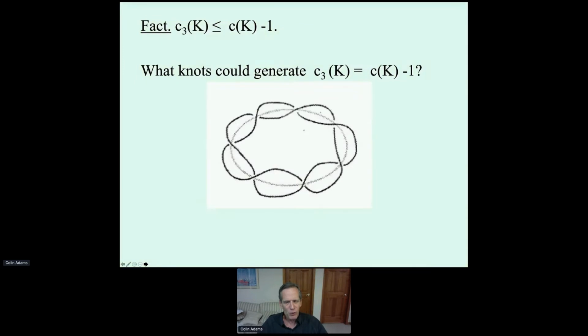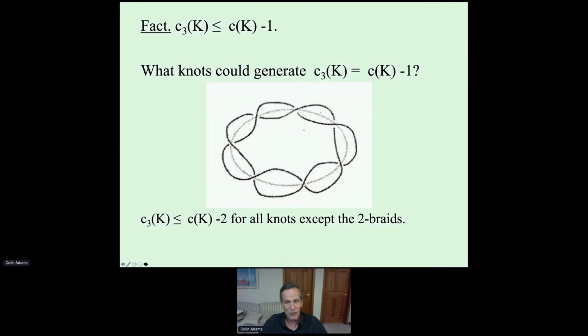In fact, you can prove that every diagram of a knot has a covering crossing collection of circles, which means that the triple crossing number will be less than or equal to the crossing number minus 1, because there'll always be at least 1 crossing covering circle. And when you fold it, you will lose a crossing and turn the other crossings into triple crossings. So that's a fact. And you'd like to ask the question, well, what knots could generate that upper bound, where the triple crossing number is just 1 less than the crossing number? And in fact, you see a diagram here which has just a single crossing covering circle, and that's what you need for it to be true.